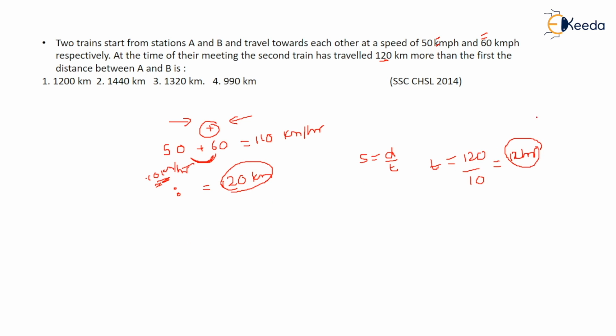So now you know the time, right? And you know the relative speed, the speed at which both are approaching each other, and for how many hours they traveled: 12 hours. Because they are traveling towards each other, their speeds get added. So your formula is speed equals distance upon time. Your speed is 110 kilometer per hour because both are running in opposite directions, and they traveled for 12 hours, so you simply multiply by 12. When you solve this, the answer comes out to be 1320 kilometer. The distance between them is 1320 kilometer.